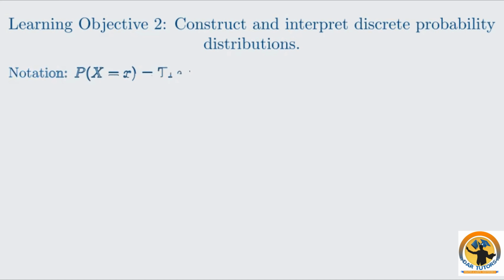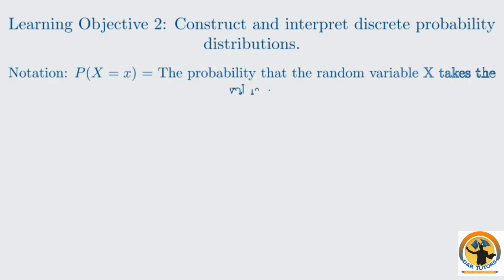Let's move on to our next key topic, discrete probability distributions. Our second objective is to construct and interpret probability distributions. For any discrete random variable, there's a probability distribution that shows the probability of each possible value occurring. We use the notation P(X = x) to represent the probability that our random variable X takes on a specific value, which we've called x. For example, P(X = 2) is the probability that the random variable X has a value of 2.